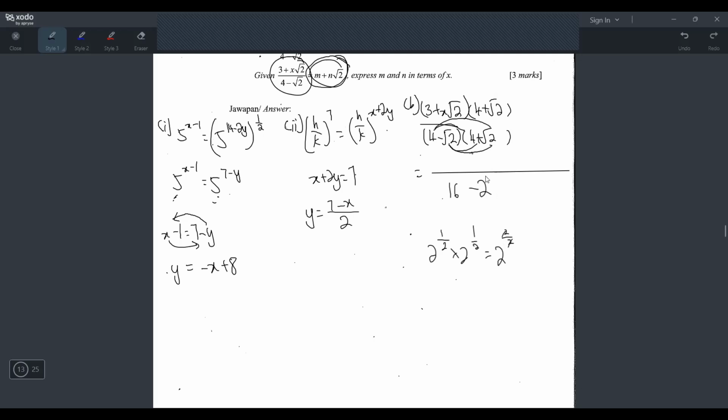So 2 power 1. That's why I just write 2 only, right? But don't forget to write minus because there's a minus there, right? So minus times plus becomes minus. Okay, now the top, 3 times 4, 12.